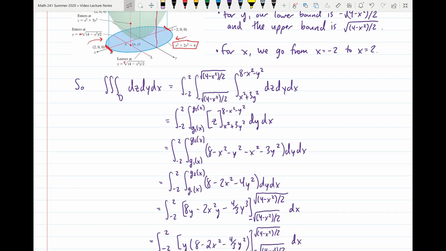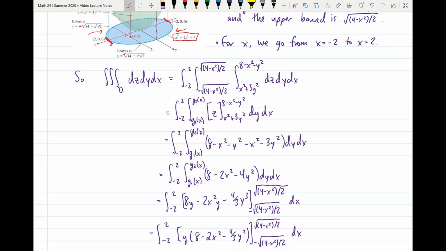And so now we can set up our iterated integral here for the volume. So we have the triple integral of dz dy dx over the region D is equal to the iterated integral, where we have the integral from -2 to 2 of the integral from negative the square root of (4 minus x squared) divided by 2 to the square root of (4 minus x squared) divided by 2 of the integral from x squared plus 3y squared to 8 minus x squared minus y squared dz dy dx.